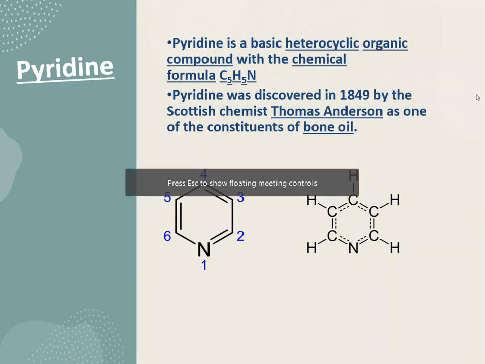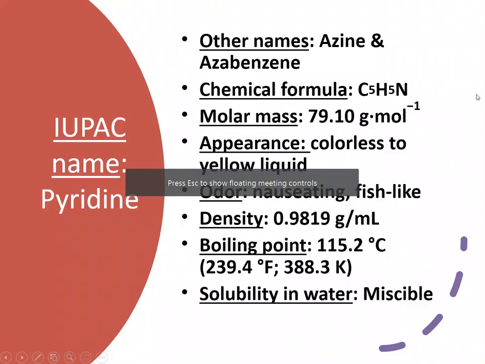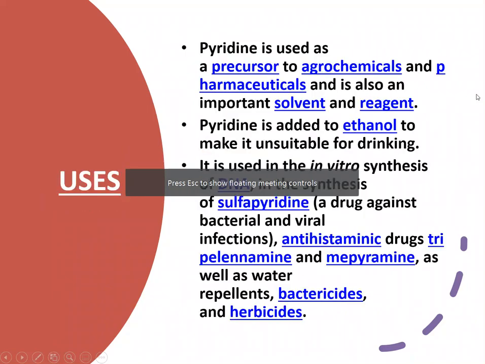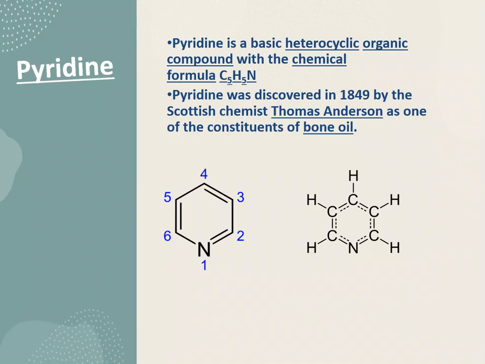Pyridine is a basic heterocycle with the chemical formula C5H5N. So what happens here? One of the carbon and hydrogen in the benzene ring is replaced by nitrogen. It was discovered by Scottish scientist Thomas Anderson as one of the constituents in bone oil. So this was the basic introduction.